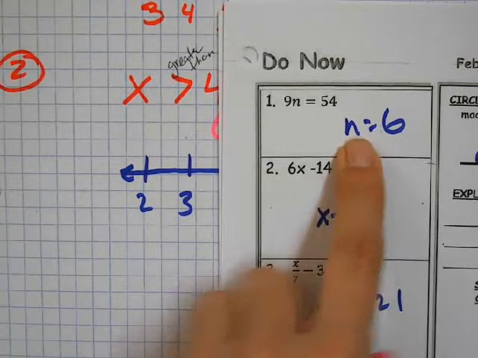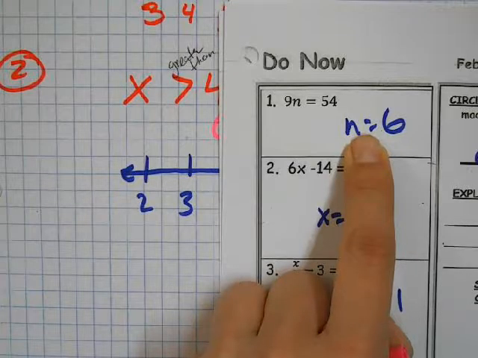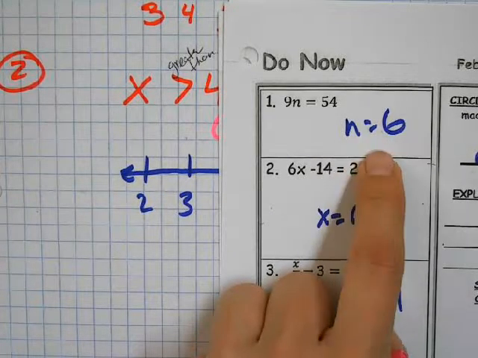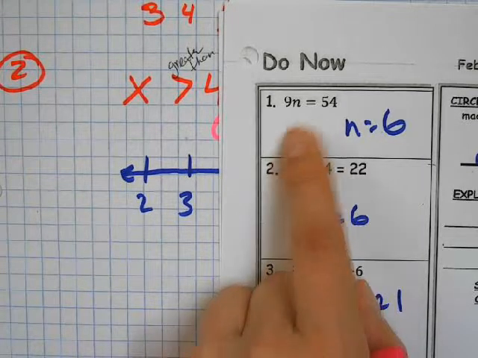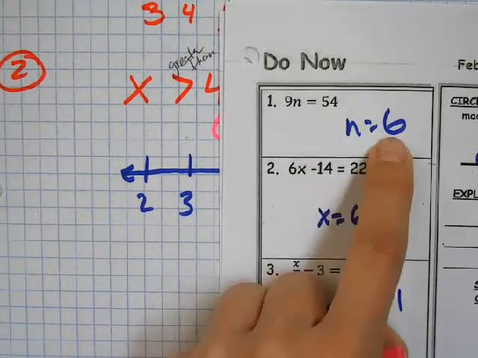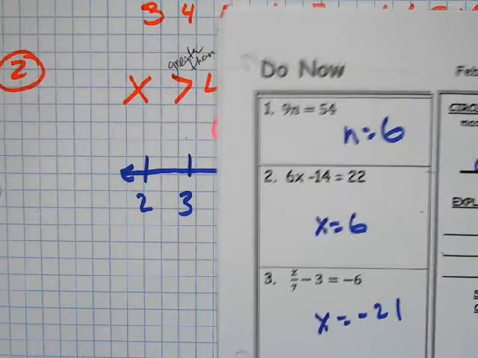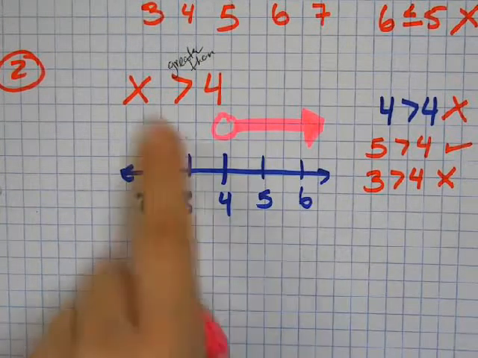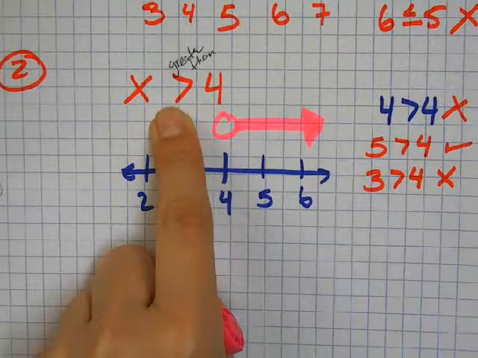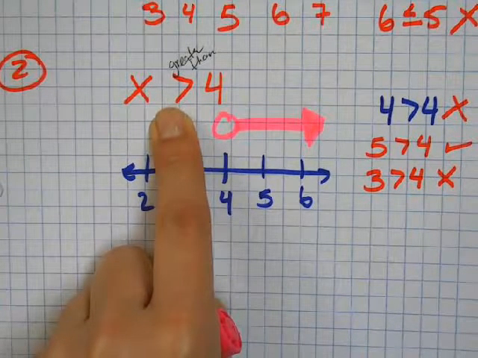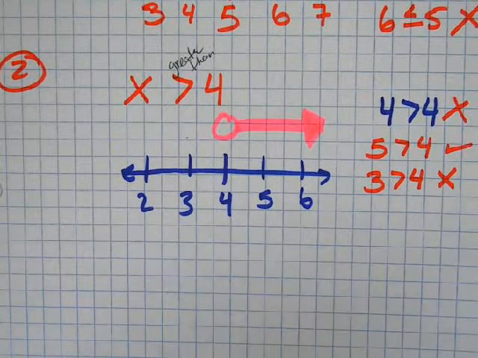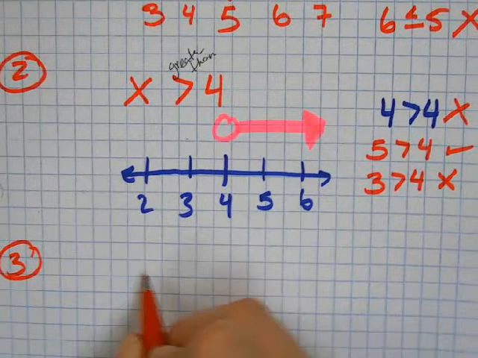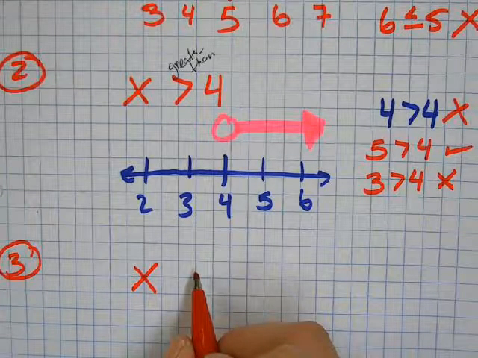Notice that on your do now, did we use an inequality? We used an equal sign, right? This means that there's one solution. It is just n equals 6. The only number I can plug in here is 6. That's it. Just 6. When it's an inequality, is there just one number that fits? No, there is infinite numbers that fit. Got it? All right. Try graphing this one.